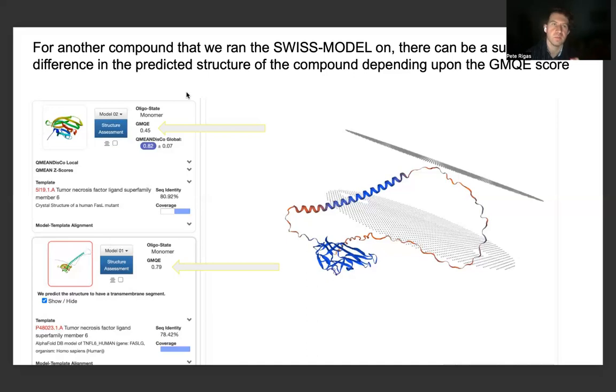So even though the Swiss model generates different types of putative or possible homology models that could work for different compounds, as a caveat, it's very important to take both the percentage of the sequence identity as well as the GMQE score into account when choosing which model we would like to use to convert to the PDB-QT file. And this is just demonstrating a three-dimensional view of model 01, in which one can see that there's a lot more three-dimensional structure predicted for this compound, even though the sequence identity is a little bit lower in comparison to model 02, which has a GMQE score of 0.45.